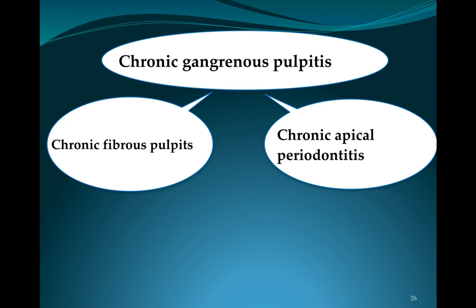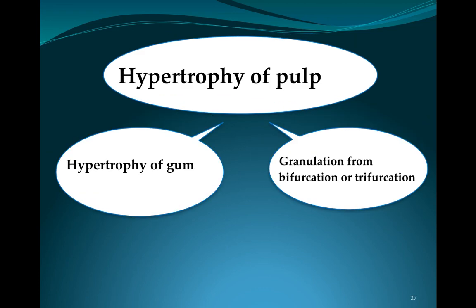Then when chronic apical periodontitis, we may check with X-ray examination. After X-ray examination, when chronic apical periodontitis, there is resorption of alveolar bone. But when chronic gangrenous pulpitis, this sign is absent. Hypertrophy of pulp or hypertrophic pulpitis. Hypertrophy of pulp, we should differentiate from hypertrophy of gum and hypergranulation from bifurcation or trifurcation.